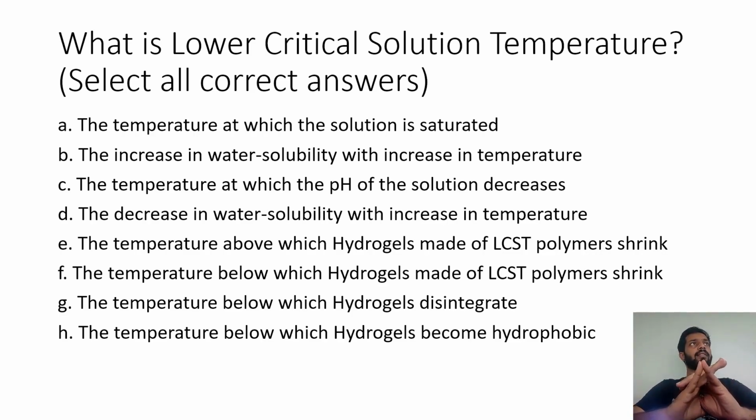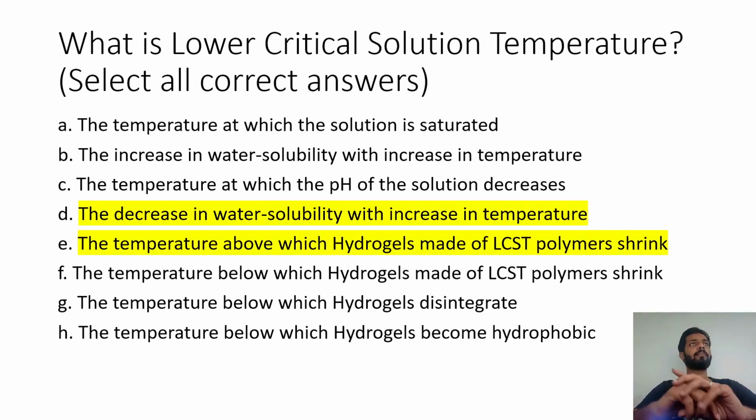Okay. So there are multiple correct options in this. Two, I think. So what do you think is the other option? Sir, another option is option D. D means both options D and E are correct. Okay. Yeah. So it's the temperature above which a hydrogel starts shrinking, right? Decreasing in its water solubility.